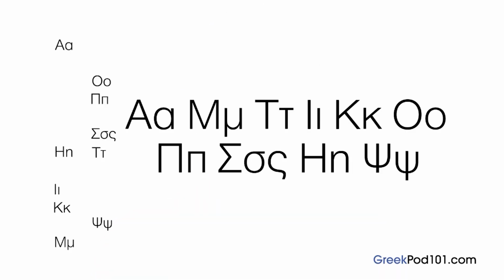Let's do a quick review of our previous letters. They were alpha, mi, taf, iota, kappa, omicron, pi, sigma, eta, and psi. Have you been practicing them? So I'm sure you have figured out their small quirks and are ready for 2 more. One very similar to English and one unique to Greek. Let's start from the exotic one.